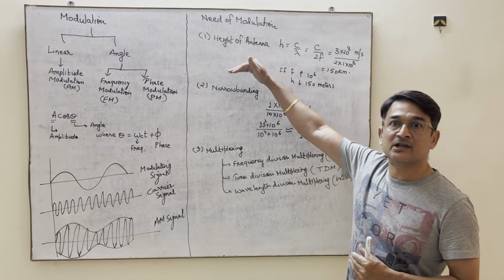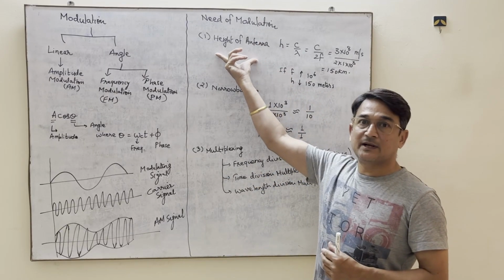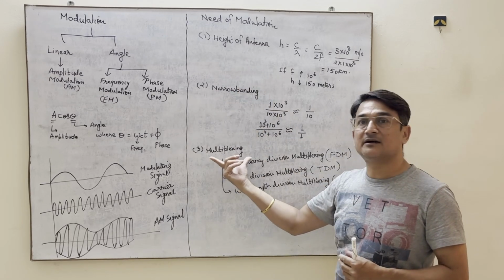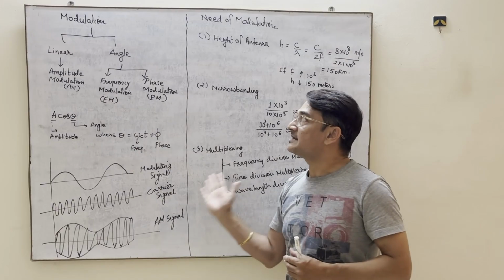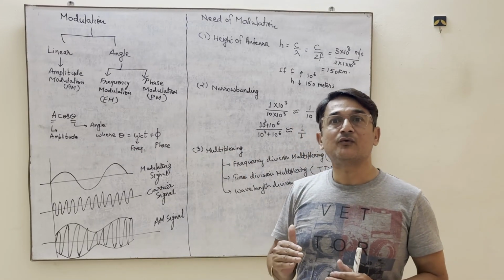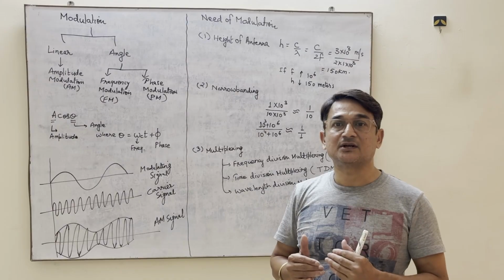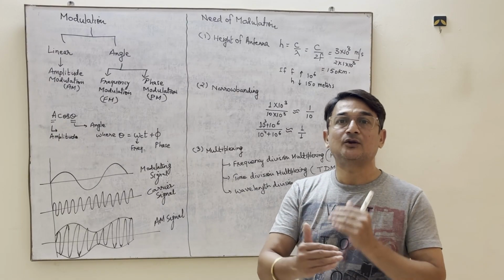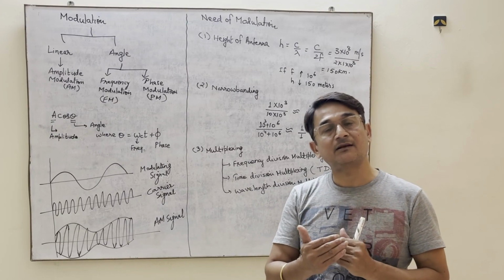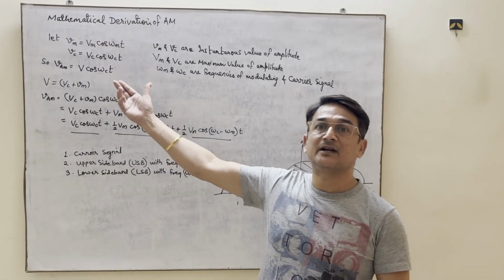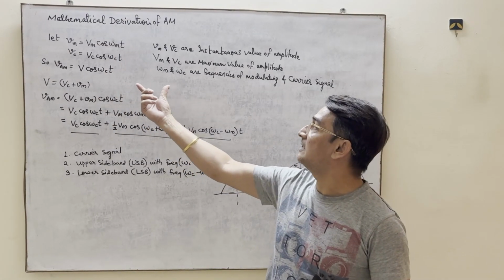So in the need of modulation, you have to explain these 3 things. First is height of antenna, another is narrow banding, and third is multiplexing. So this is the basic of modulation. Now we will see the mathematical derivation of amplitude modulation. How mathematically you can derive or explain any amplitude modulated signal. Let us see the mathematical derivation of amplitude modulated signal.